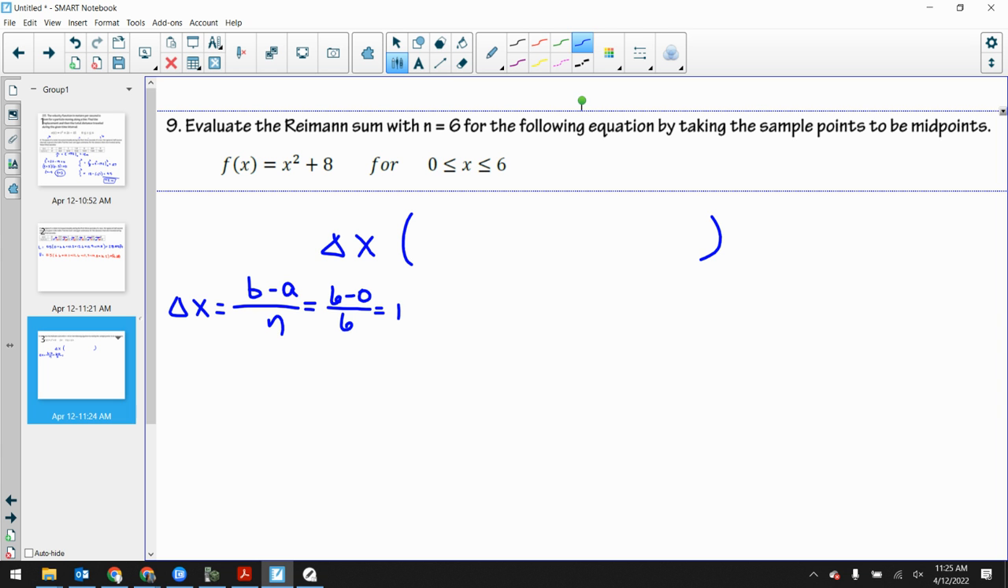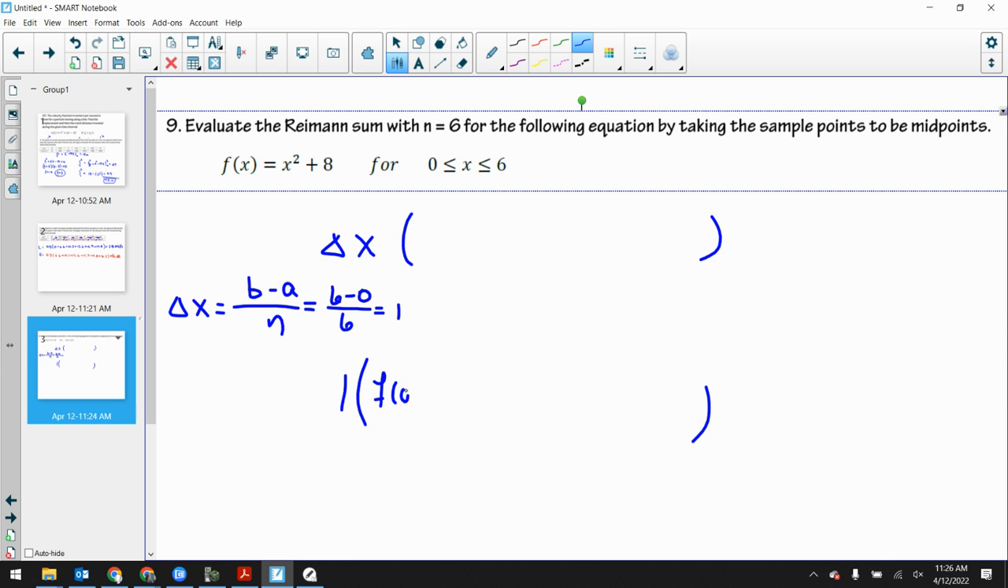Okay, so delta x is 1 times, and now I've got to figure out each of my x values to pick. Sample midpoints too. If I'm going to use the midpoints, then my starting value has to be 0.5, right? Now, how do I get 0.5? I know that my first strip is going to be from 0 to 1. How do I know that? Well, my starting value is 0, and the width of my strip is 1. So it goes from 0 to 1, and the midpoint of that is going to be 0.5.